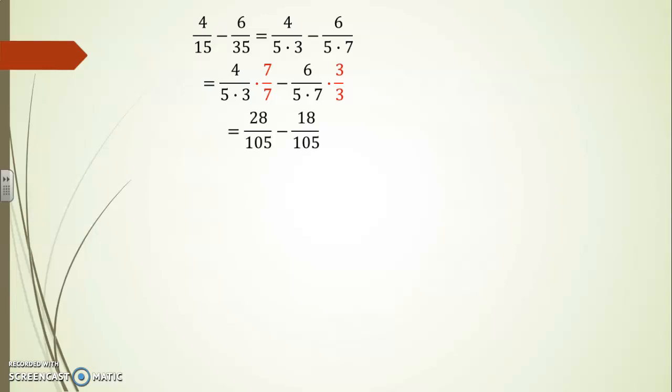Multiplying numerators together, we obtain 28 over 105 and 18 over 105. A common denominator has been generated. We can then subtract numerators, leaving the common denominator as it is. And finally, recognizing that both 10 and 105 are multiples of 5, we can simplify our fraction somewhat.